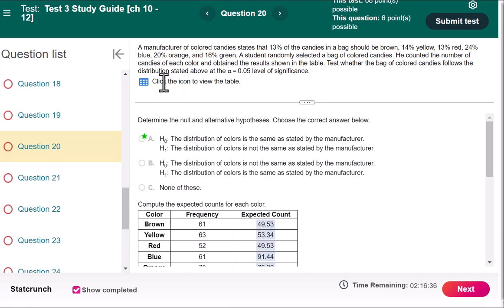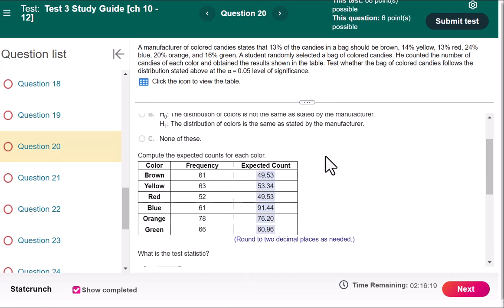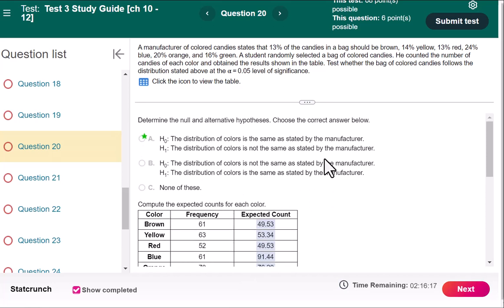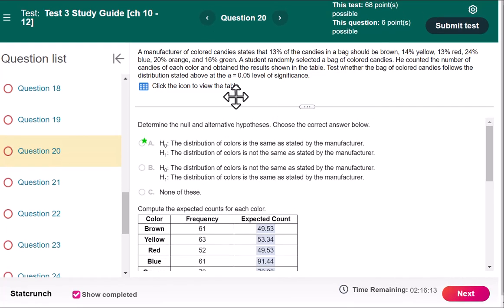Now, in order to find the test statistic here, you need the observed values. This is what we got from when we counted the colors in the bag. And the expected values are based on the expected percentages. So how do we find the expected count? This is something, guys, that you have to do by hand, even if you use technology, not just to find the test statistic and p-value. So how many candies do we have all together?